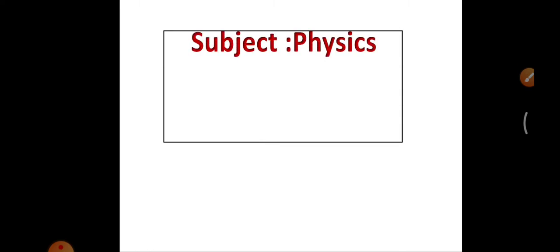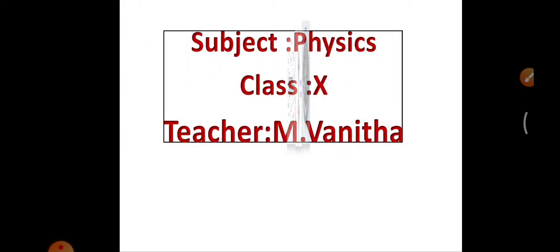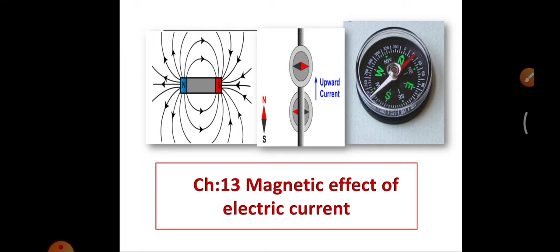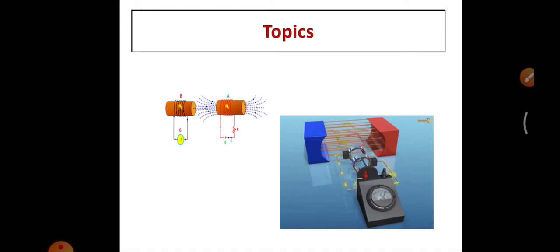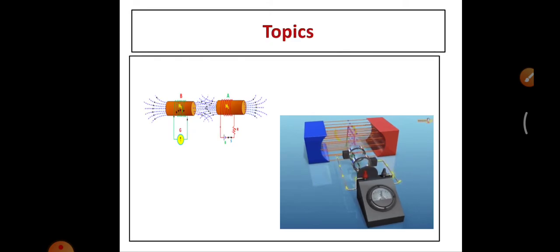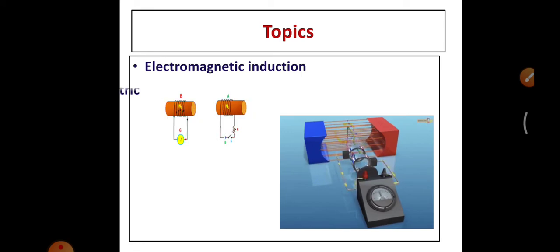Today we are going to see the subject physics, class 10. Chapter number 13, magnetic effects of electric current. Topics: electromagnetic induction, electric generator.